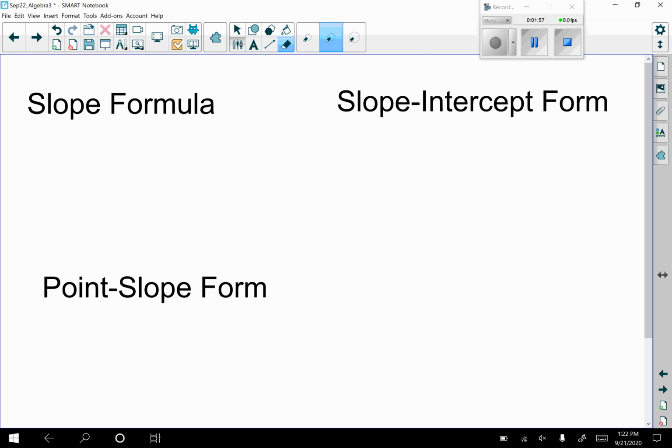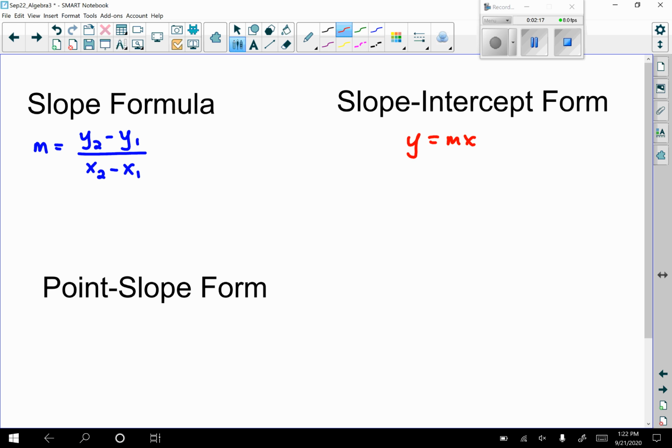Just to revisit all 3 forms. We have the slope formula, which is y2 minus y1 over x2 minus x1. Please keep in mind, it's rise over run, so it's the y's that go in the numerator. Change in y's over change in x's here. Slope-intercept form, as we saw yesterday, y equals mx plus b. And then point-slope form, which comes from a rearrangement of the slope formula without the little 2's there. So it's y minus y1 equals m times the quantity x minus x1.